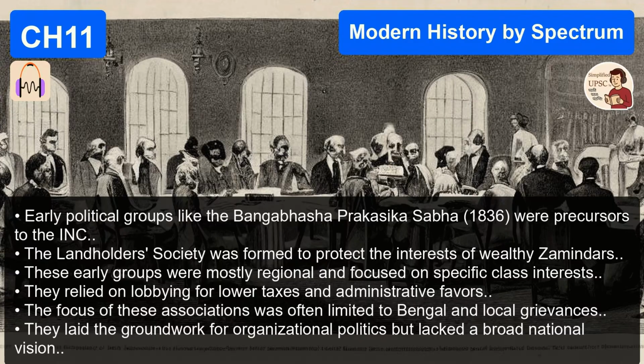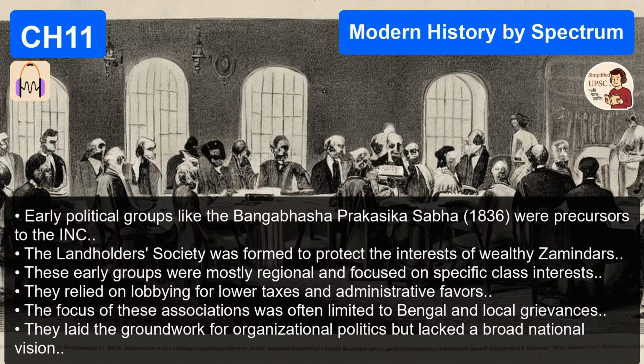It is. These were aristocrats, wealthy zamindars. And their politics were essentially the politics of self-interest. They were lobbying the British for lower taxes on their massive estates. So they weren't really thinking about India as a unified political entity? Not at all. They were essentially trade unions for the incredibly rich.